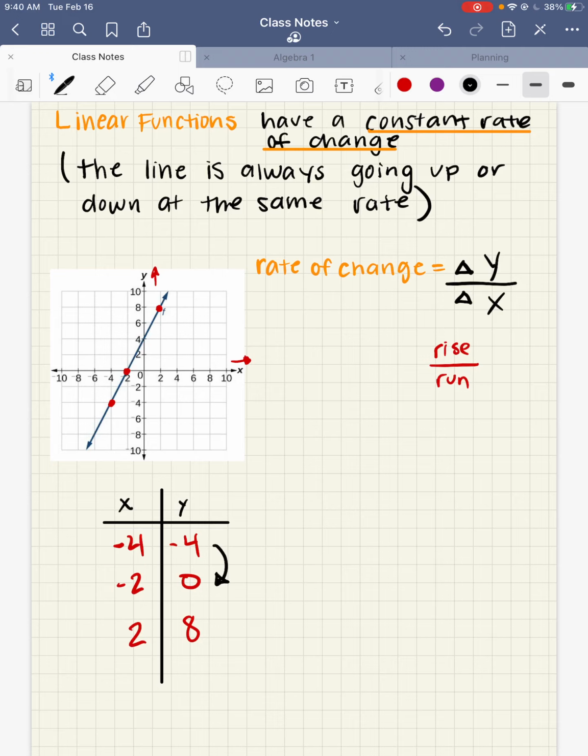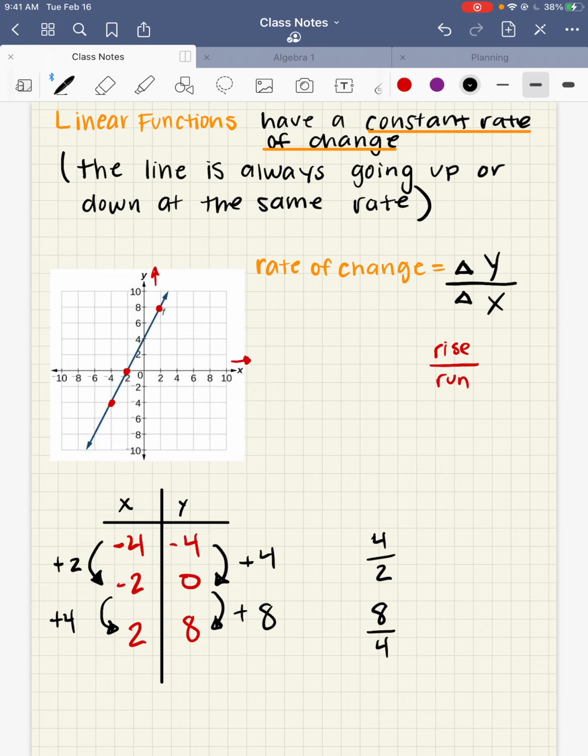So from -4 to 0, I would have to go up 4. And from -4 to -2, that's a +2. So my first rate of change is 4 over 2. All right. Now my second one, let's see if I get 4 over 2 again. Well, from 0 to 8, I go up 8. And from -2 to +2, I go up 4. So my second rate of change is 8 over 4.